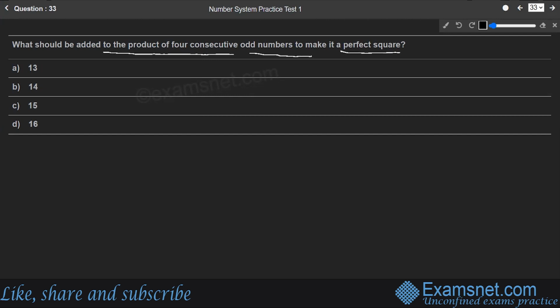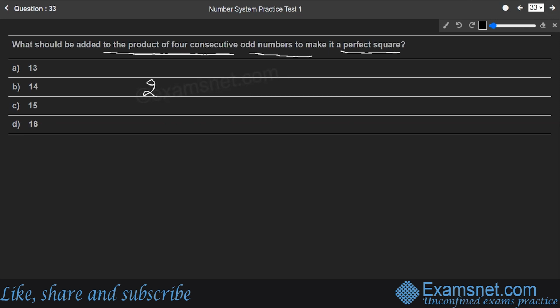We'll try to make the consecutive odd numbers in such a way that it is easy for us to solve them. I will not try to take the bigger numbers; I'll try to make the lesser number. For that, I can use negative numbers also, so that things get cancelled as much as possible. So let us first assume the four consecutive odd numbers.